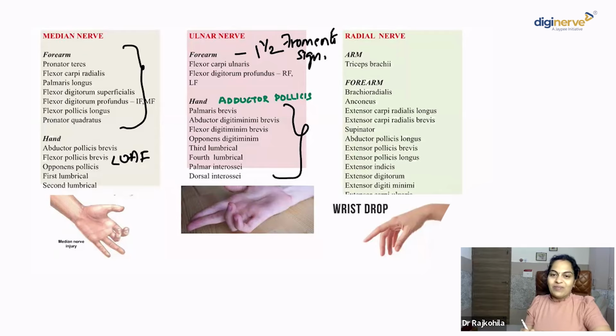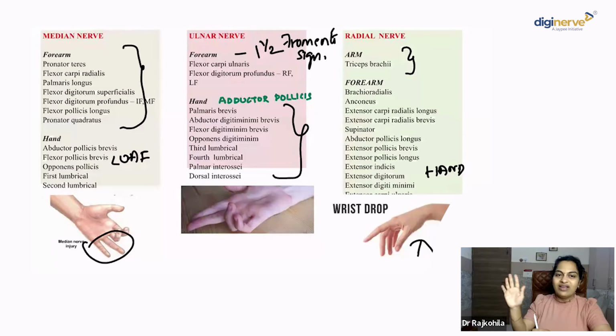The Froment sign. And the radial nerve innervates all the muscles that you see in the posterior compartment of the arm and the forearm. And please remember, the radial nerve has no role in innervating the muscles of the hand, right? Again, the classical feature of radial nerve injury is wrist drop. And as I told you, ulnar claw hand, in median nerve injury the opponens pollicis is paralyzed, right? And then the hand of benediction, all that.